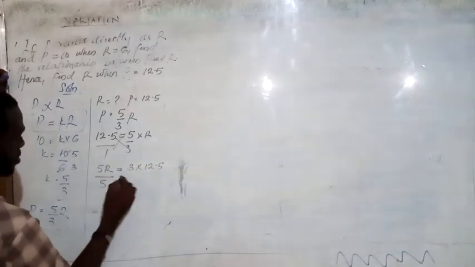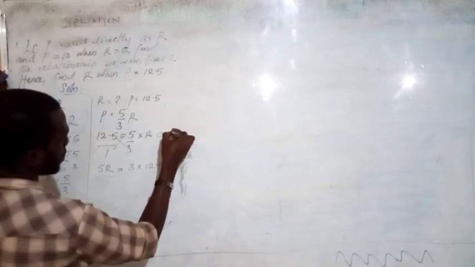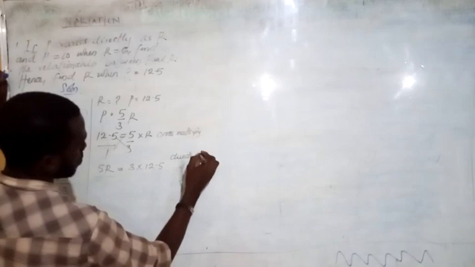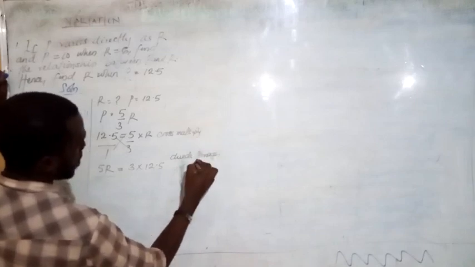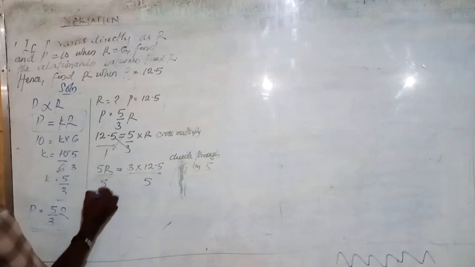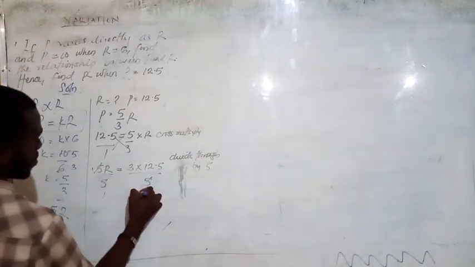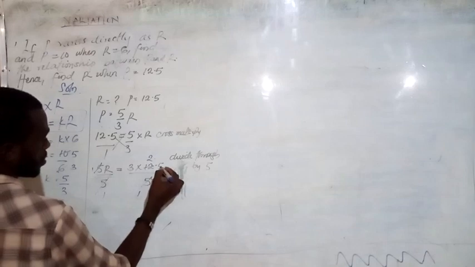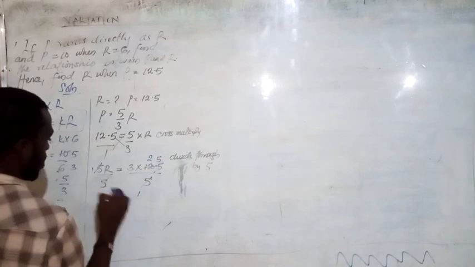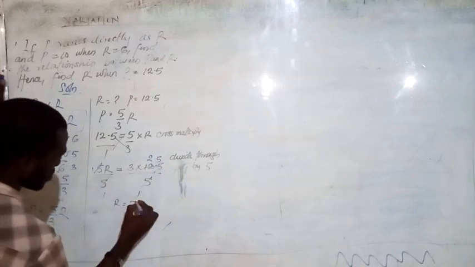So here we cross multiplied, now divide through by 5. Divide both sides by 5. If 5 goes through here, 1, 1, and 5 into 12.5, 2 point here, it's going to bring 2 in 25, it's going to be 5. So we have R is equal to 3 times that, which is 7.5. And that is the answer.